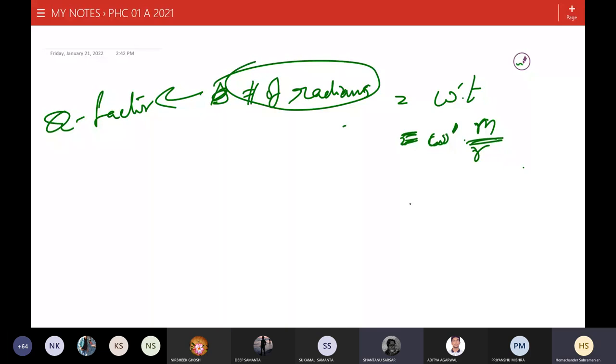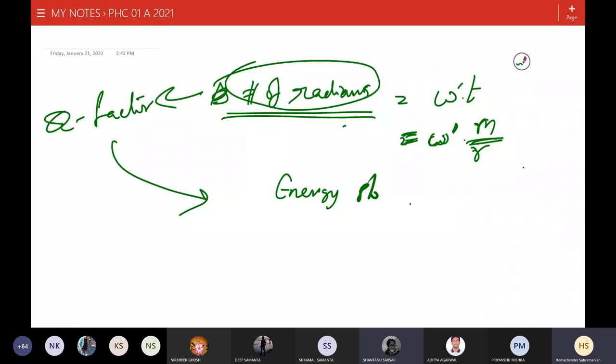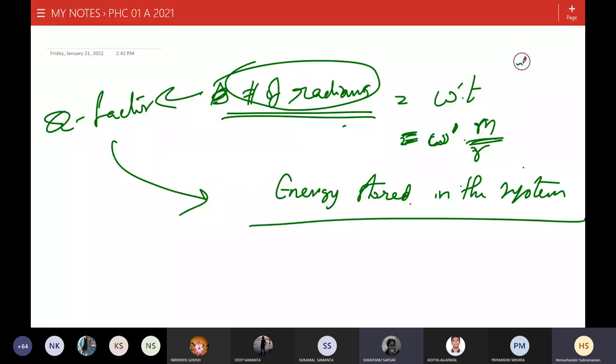Now, this Q factor, you're going to see this Q factor in many, many forms, many, many avatars. One is this definition, number of radians that the system goes through before the energy decreases by a factor of E. That is one definition. There is another definition, which is energy stored in the system divided by energy lost per cycle. This is also related to Q factor. So basically Q over 2 pi is that.